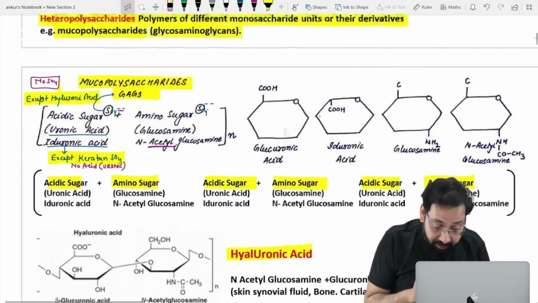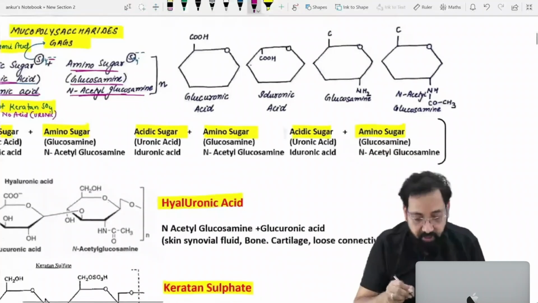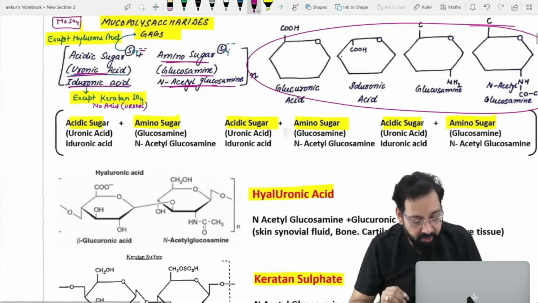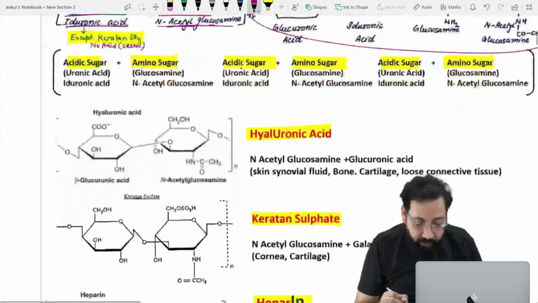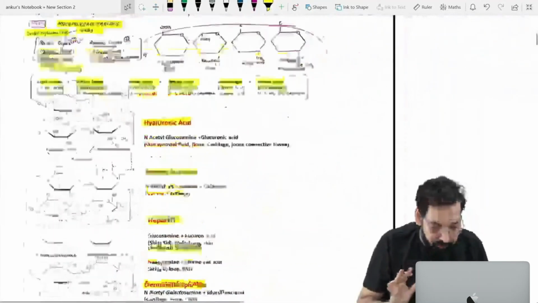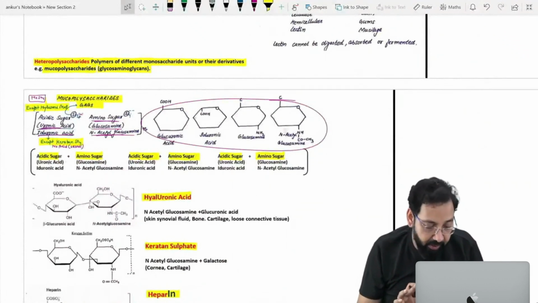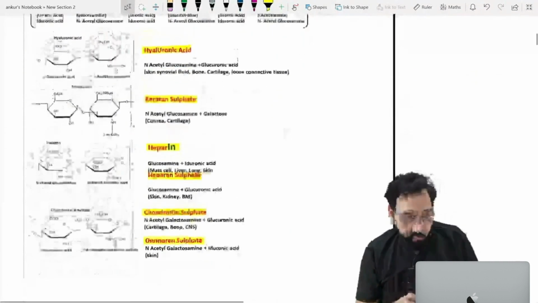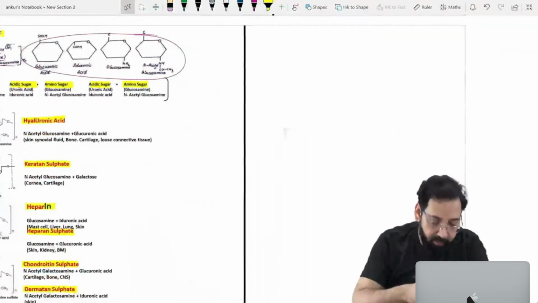So now again I repeat, mucopolysaccharide has acidic sugar, meaning uronic acid, iduronic acid, and amino sugar, glucosamine or N-acetyl glucosamine. I don't say remember these structures. Even if you don't remember, it's okay, just have an idea: acidic sugar, amino sugar, acetyl sugar, polysaccharide is there. Now they will give you a structure, and they will ask you to recognize which glycosaminoglycan this is. So you will remember a mnemonic.